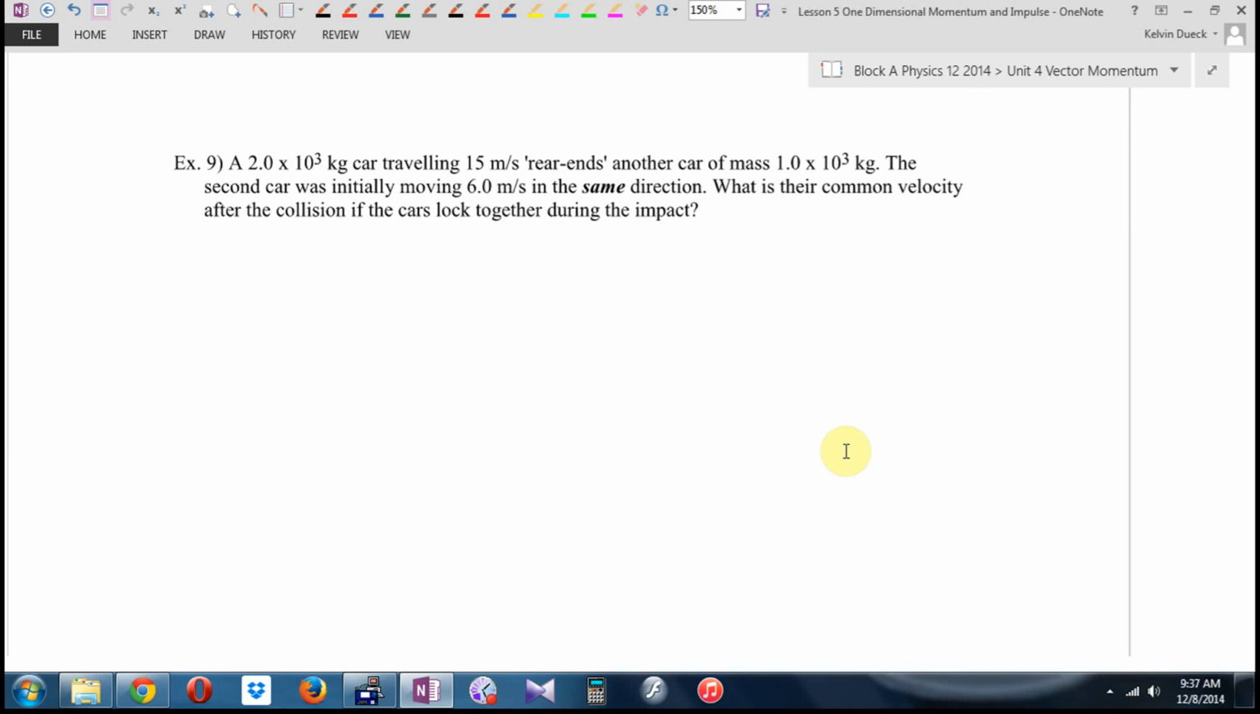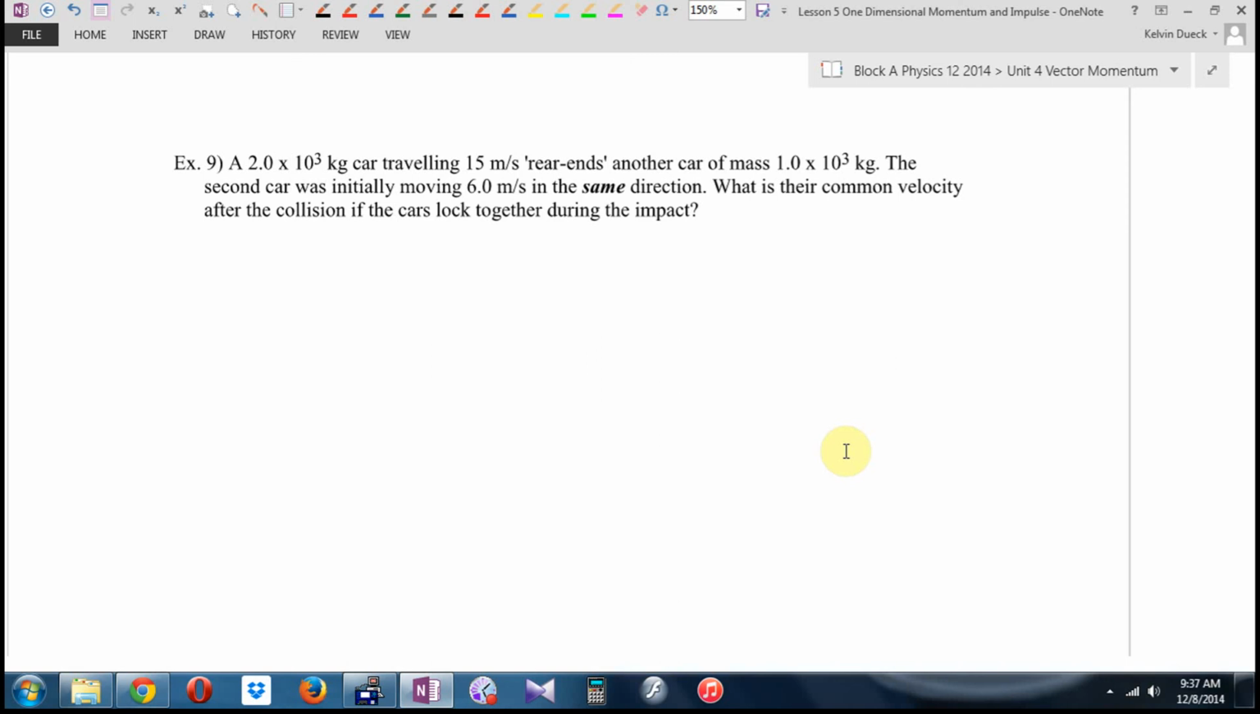A 2,000 kilogram car traveling 15 meters per second rear ends another car of mass 1 times 10 to the third. The second car was moving 6 meters per second in the same direction. Usually when you rear end somebody in a car accident, they were moving in the same direction as you, but slower. Or they were stopped. Rarely are they backing up on the road and you rear end them. People don't go in reverse on a road unless they're really out of it. What was their common velocity after the collision if the cars locked together during the impact? Could we handle this? Is there a collision? Yeah. This would be a job for conservation of momentum.